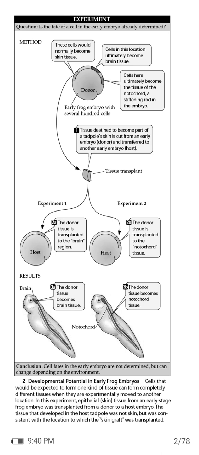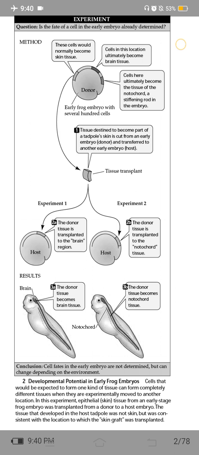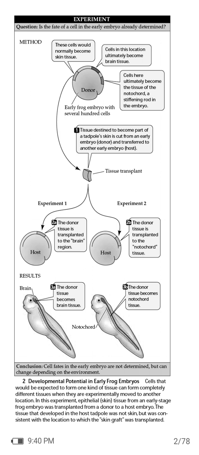So, is the fate of a cell in an early embryo already determined? These cells would normally become skin tissue. Cells in this location ultimately become brain tissue. Cells here ultimately become the tissues of the notochord, a stiffening rod in the embryo. Early frog embryo with several hundred cells.